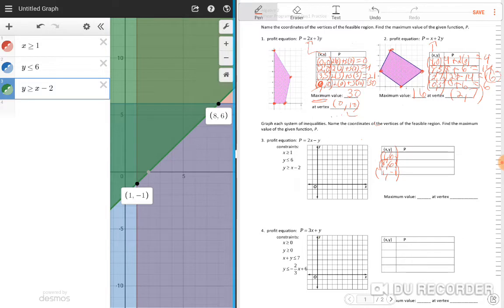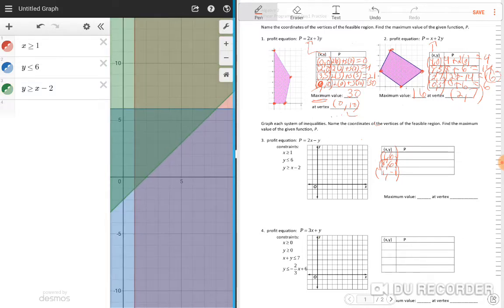Yeah, because this triangle here in the middle, the triangle where we see all the shading, that's where the overlap is occurring. That's the feasible region. So now let's plug in these numbers here into the profit equation. It's also known as the objective function.